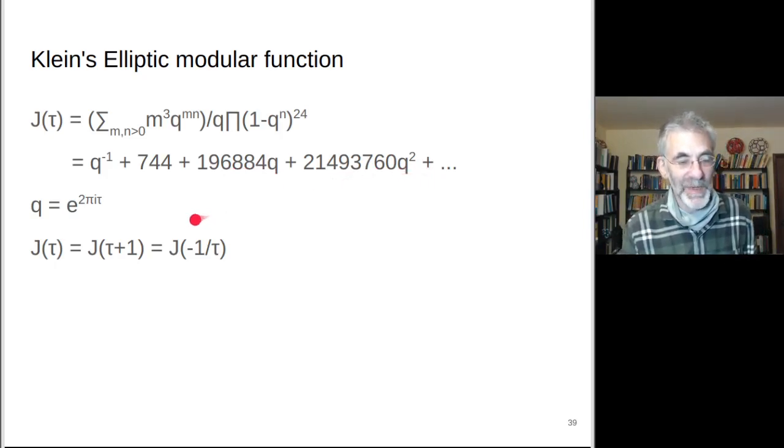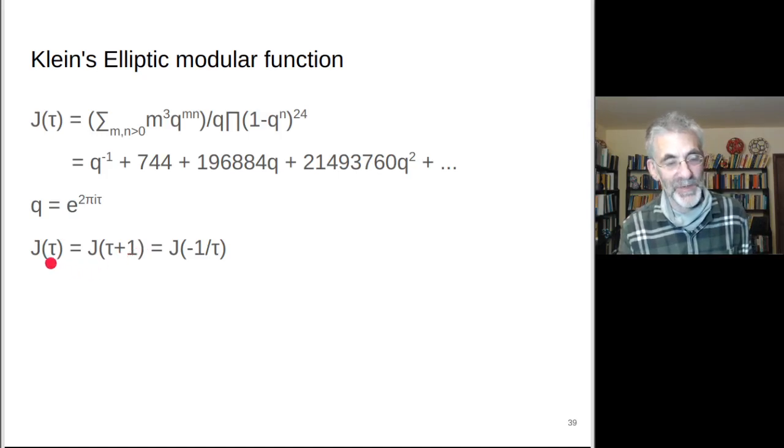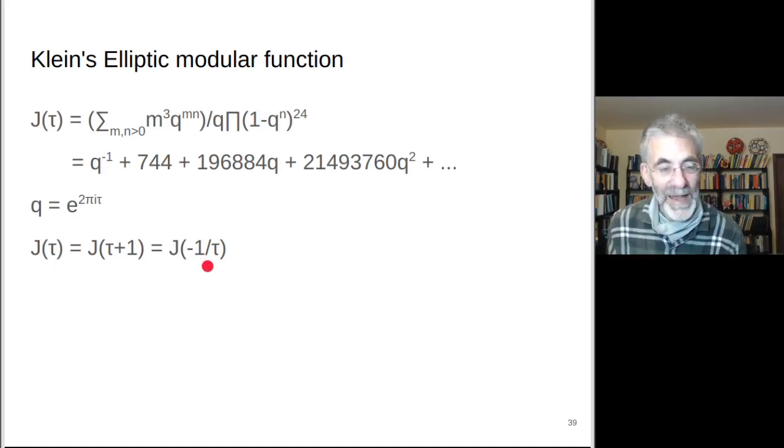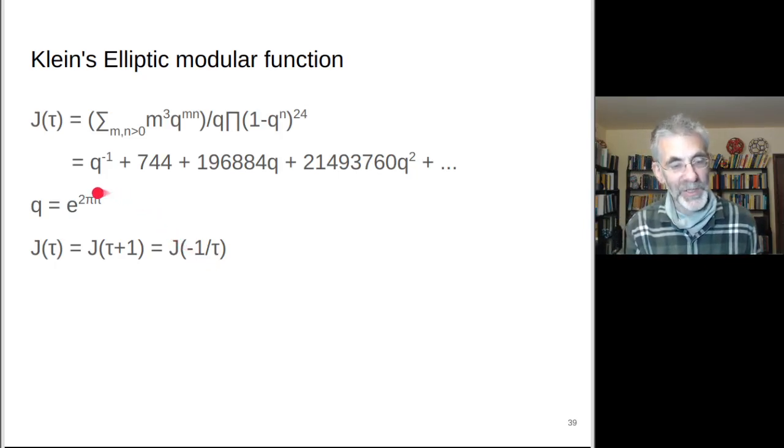Well, it turns out to be the simplest possible function that is invariant by adding 1 to tau, and also invariant under changing tau to minus 1 over tau. So adding 1 to tau is not a big deal. Any function of e to the 2 pi i tau will be invariant like that. But making it also invariant under tau goes to minus 1 over tau is very much more difficult. And this really is the simplest way of doing that.